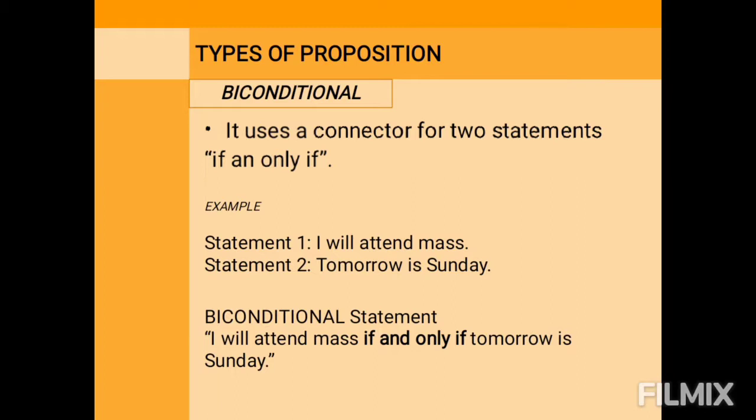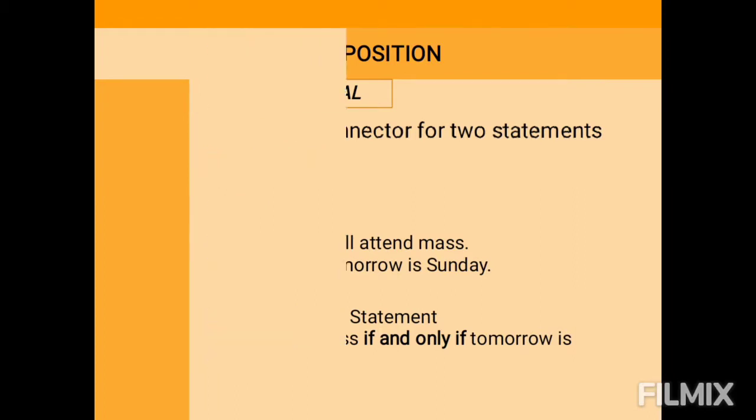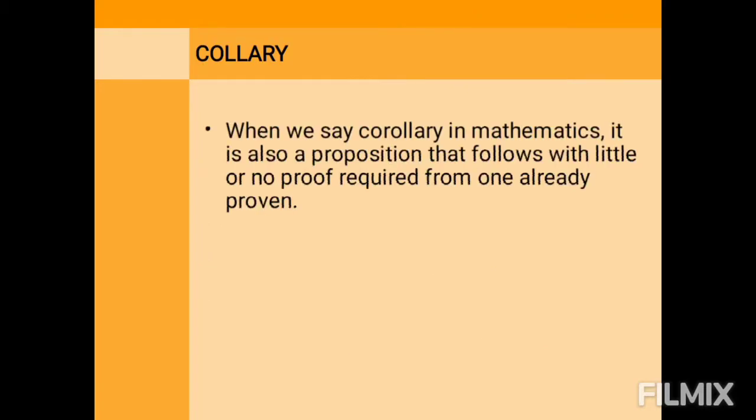Now we're done with the different types of proposition, and let's see the other mathematical logic. We have here corollary. When we say corollary, okay, it's not spelled that way, it should be corollary. Yeah, this is a typographical error. It should be corollary.